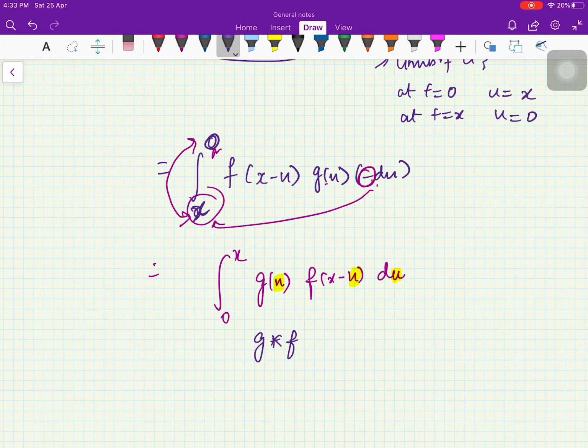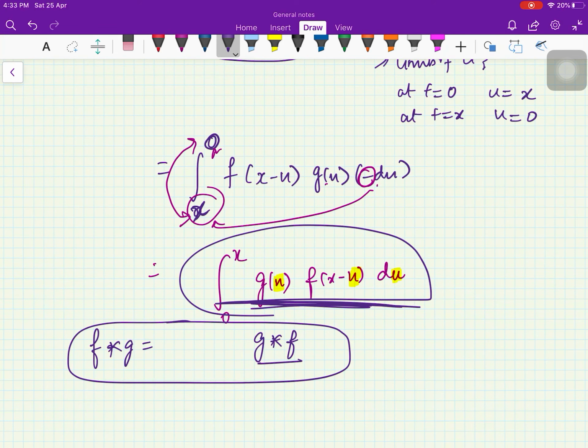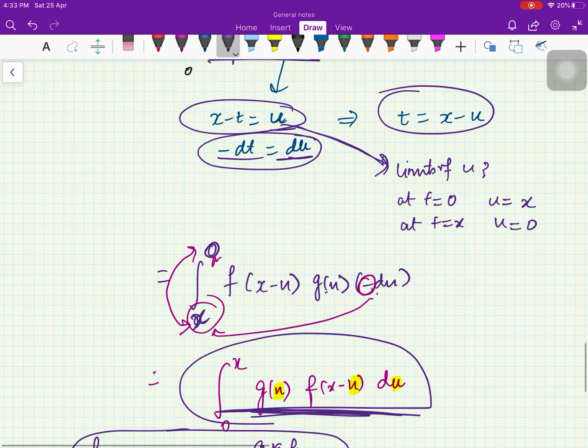So this is g star f, right? By definition this is g star f. So you get f star g is equal to g star f. So this is how you prove the property.